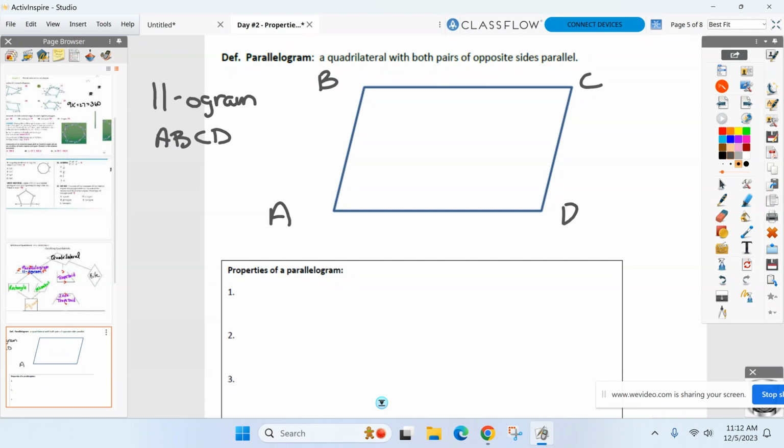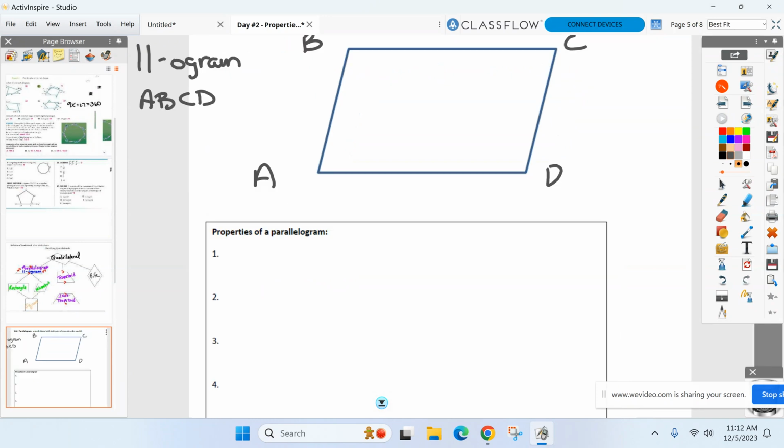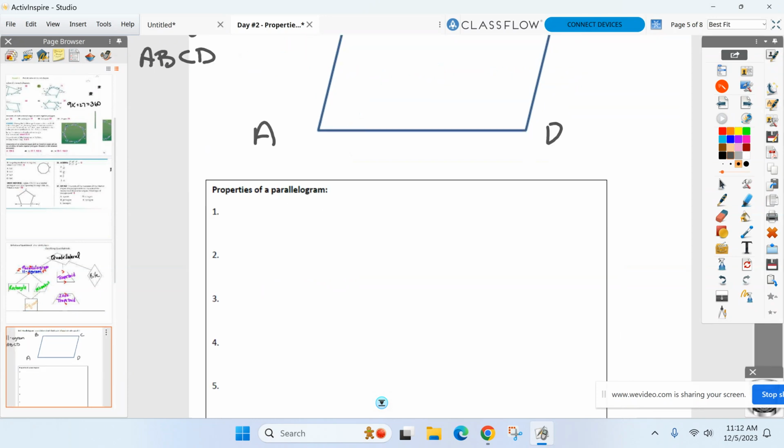Okay, good. Any quadrilateral moving forward has to be labeled clockwise or counterclockwise. All right, let's start. There are 5 properties of a parallelogram. I don't need you to know them down cold today, but probably by Thursday, when we're done talking about it.